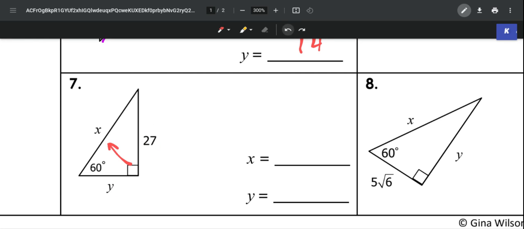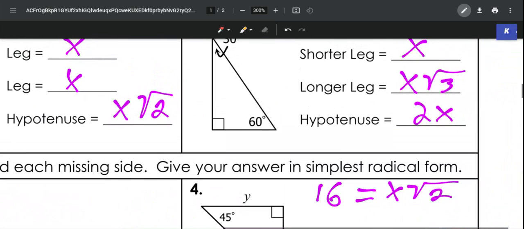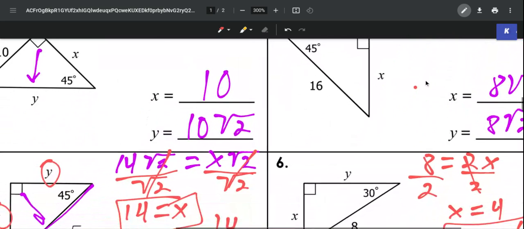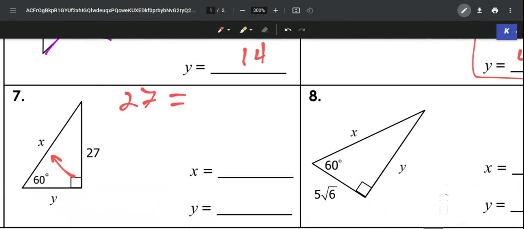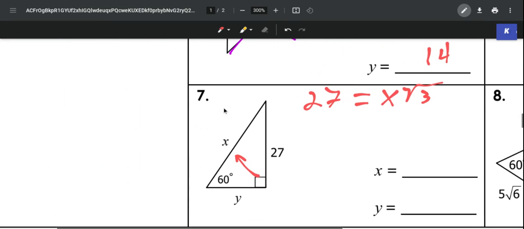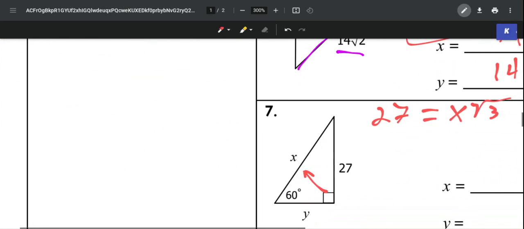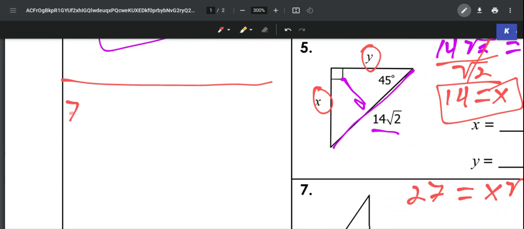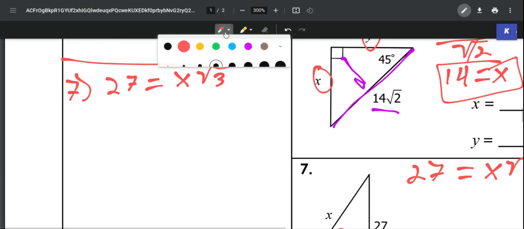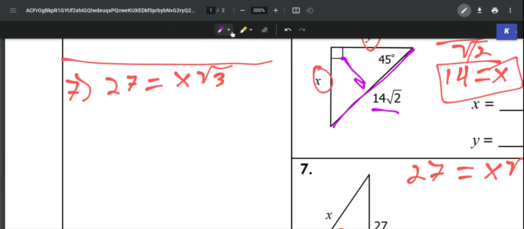So this 27 we're given is our longer leg. If we go back to our definitions, our longer leg should be equal to x radical 3. So we're going to have to set 27 equal to x radical 3 to figure out what x is equal to. We're going to end up having to rationalize something, so I'll do this over here again just so you can see it. So number 7, we have 27 is equal to x radical 3. Now we're going to have to divide both sides by radical 3 to get x by itself.